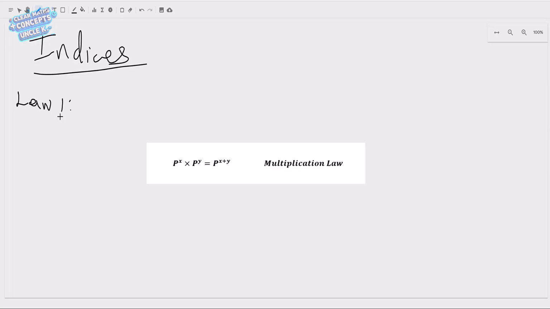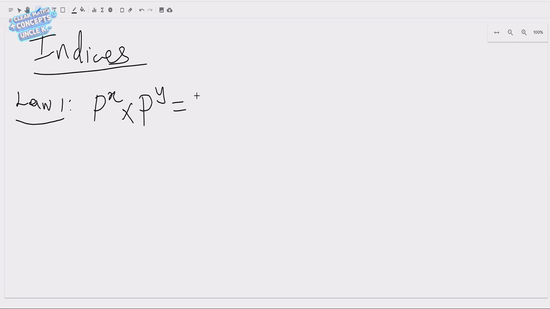Now, when it comes to indices, law 1 is when you have a number with a power multiplied by the same number with another power. It means the base numbers are the same. What you can do is add the powers together. Get that? So I'll give an example of that.